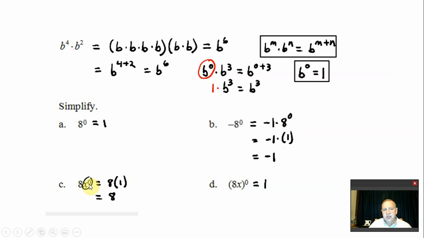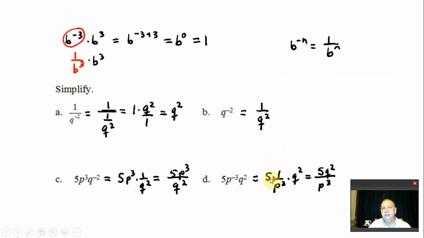8 times x to the 0, that's just 8 times 1, which is 8. Here are the parentheses, so it's everything in here raised to the 0 power, and that's just my 1.